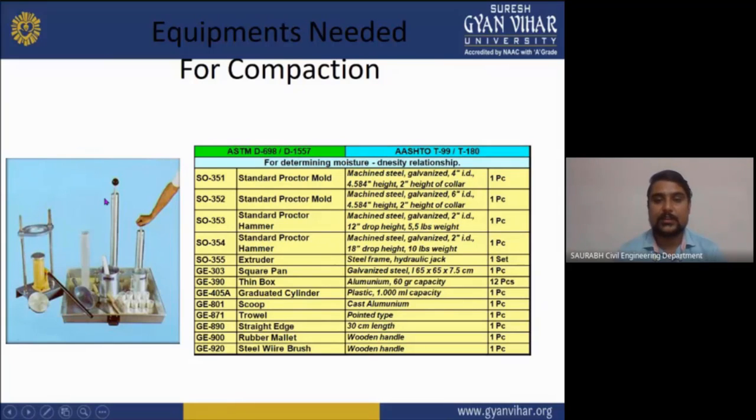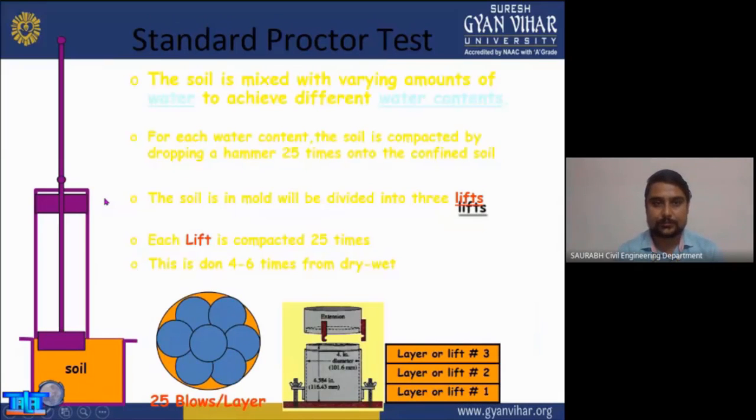Okay, now come on the equipment needed for the compaction. As you can see here, first one is the standard Proctor mold, required one piece, standard Proctor hammer, required one piece, extruder required one set, and square pan required one set, thin tin box required 12 pieces, graduated cylinder required one piece, scoop required one piece, and trowel required also one piece.